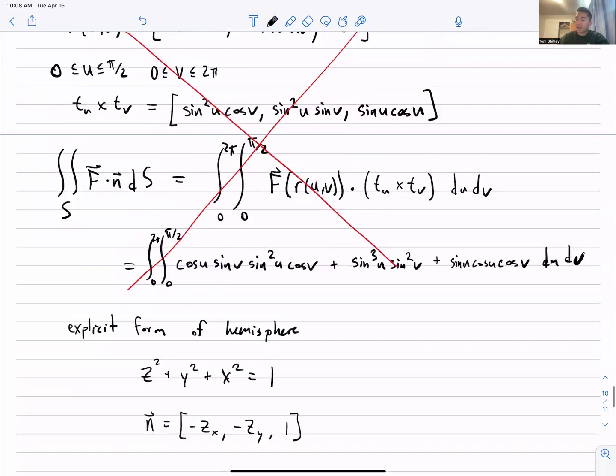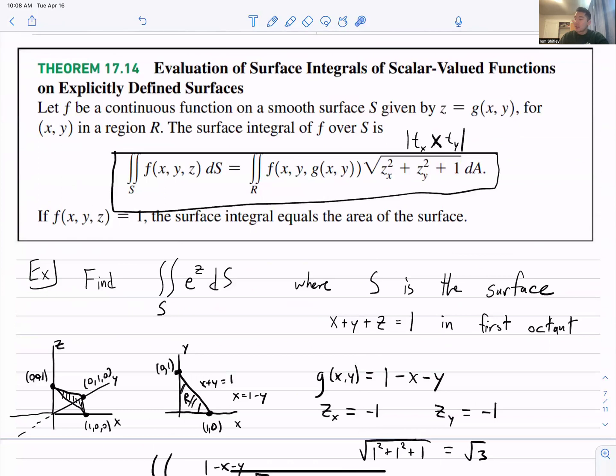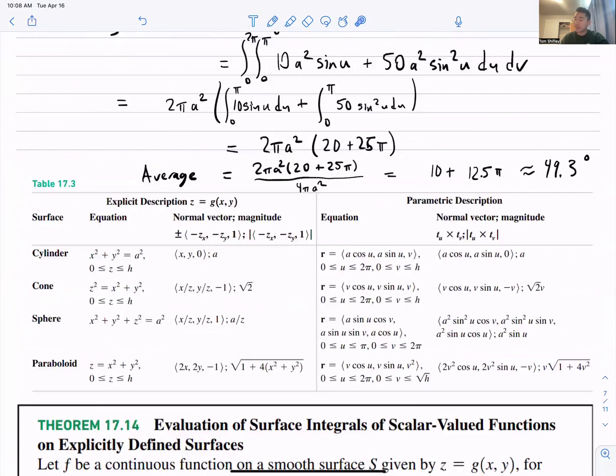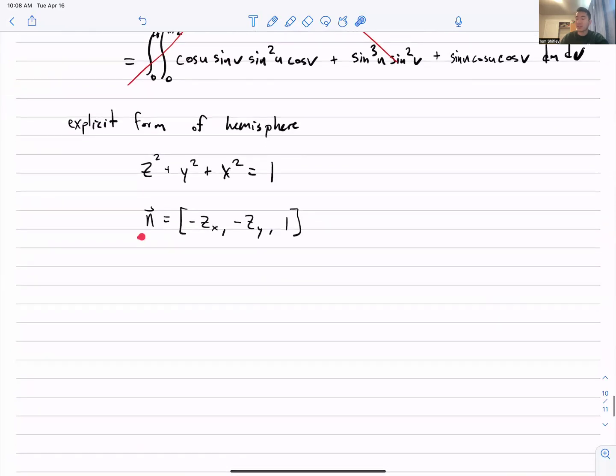Where I'm getting that from is if we go back here: let f be a continuous function on a smooth surface, then the surface integral of anything. Technically this is with an explicit form, but it comes from the fact that the normal vector for an explicit description of a function is negative zx, negative zy, 1. That's how you can get a normal vector, and that's a trick we're going to use to find normal vectors.